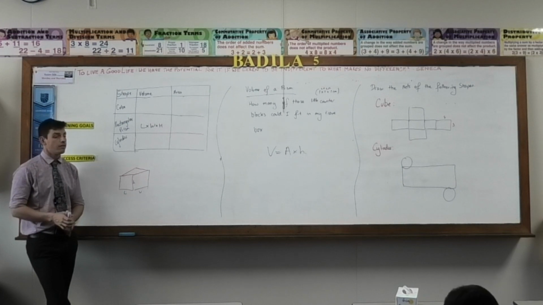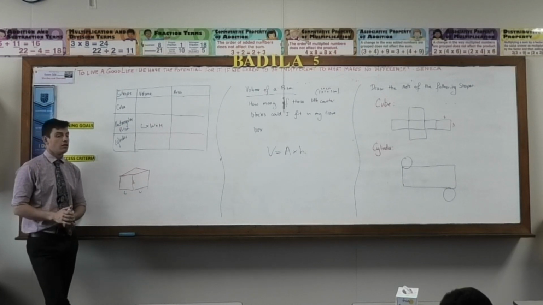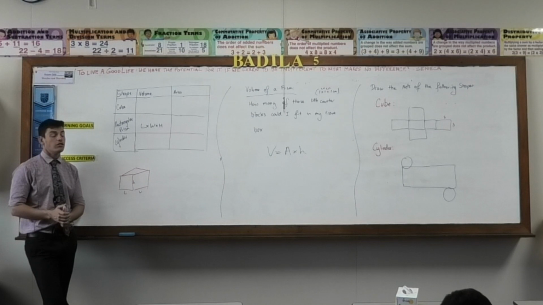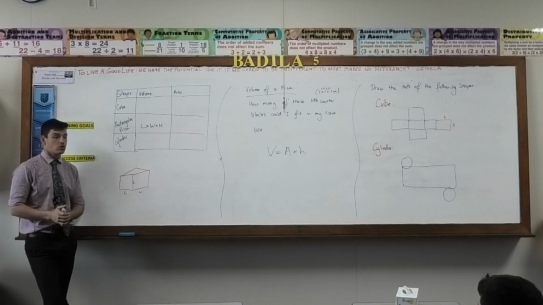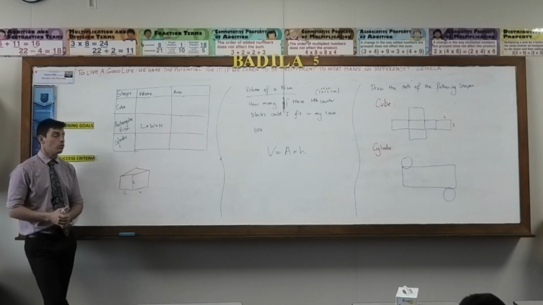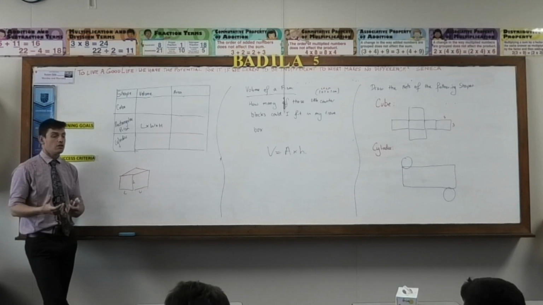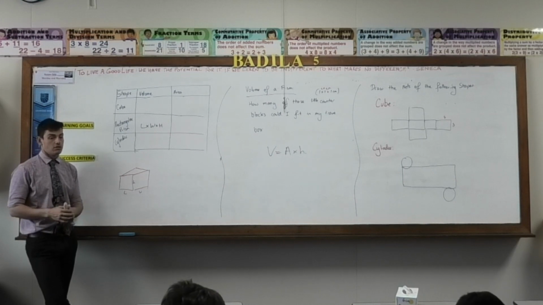Brody, help me out. The cube is like a square. Very good. So a cube is a square. What's one of the key features of a square? The sides are equal. So a cube is like a square prism, almost. What's the equation for the area of a square?